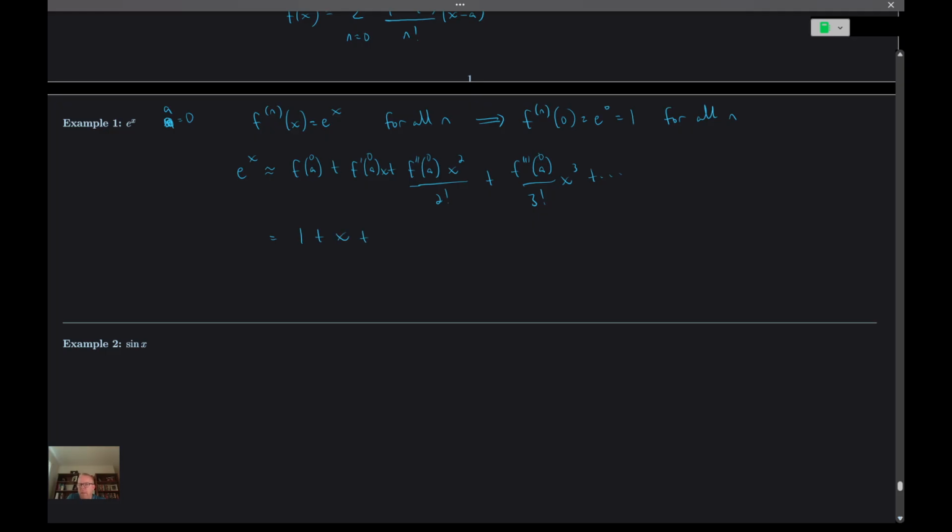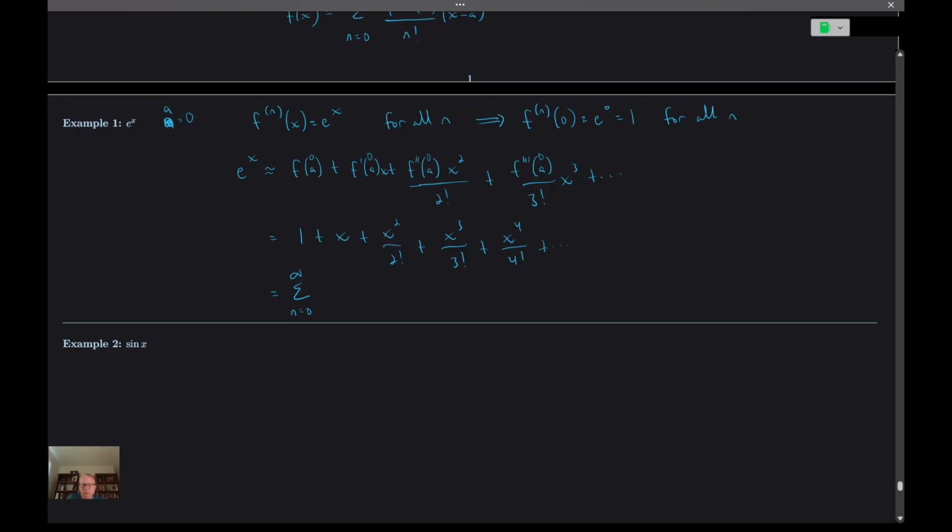So all these derivatives are going to be 1. So now we get x squared over 2 factorial, x cubed over 3 factorial. We want to keep going, x to the 4th over 4 factorial, and so on. Now, can we write this as a sum? Sum from 0 to infinity.